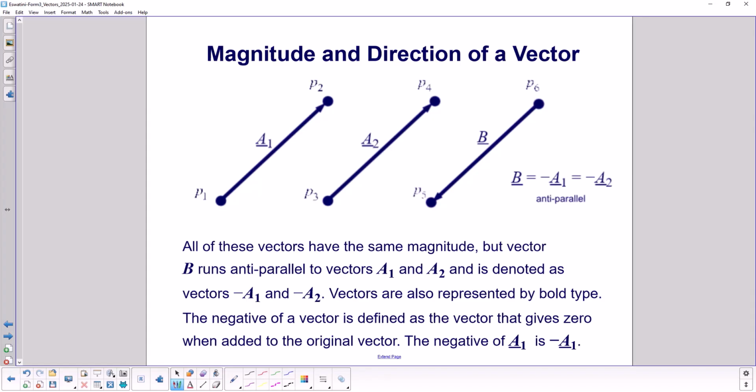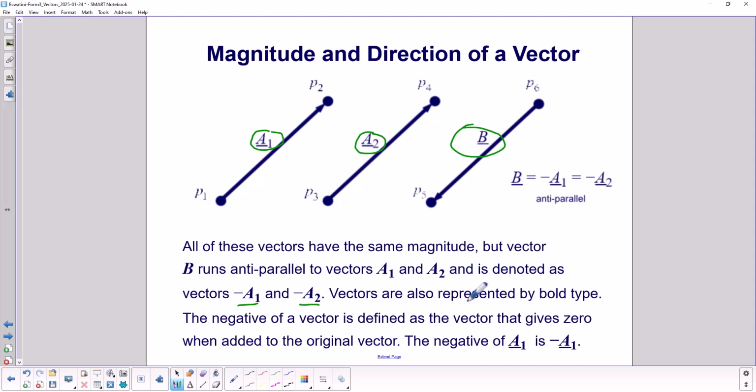All of these vectors have the same magnitude. They all have the same length. But vector b, that's over here, is anti-parallel to vectors a1 and a2. a1 and a2 are the same. They have the same length and they're pointing in the same direction. And vector b is denoted as vectors negative a1 and negative a2.